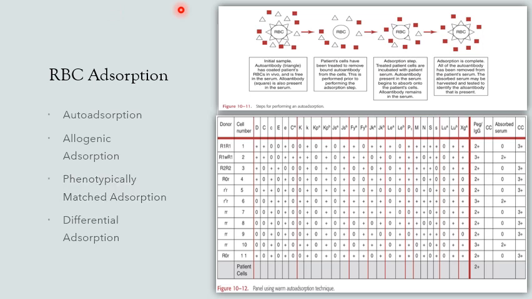Phenotypically matched adsorption can be used when the phenotype of the patient is already known, or the patient is not transfused within 3 months and the DAT is negative. So for example, if the patient is known as K negative, then he may have the anti-K.